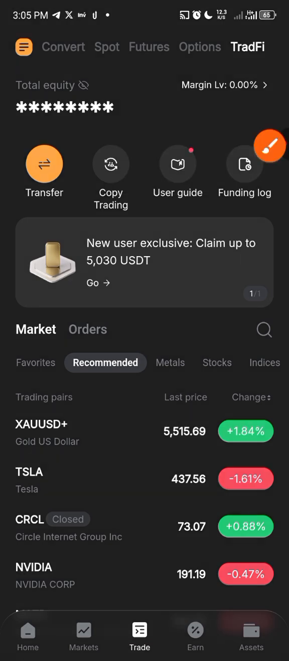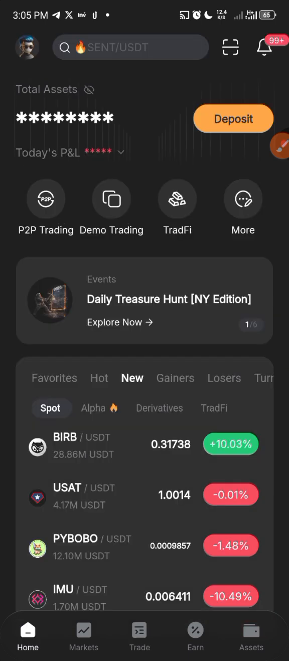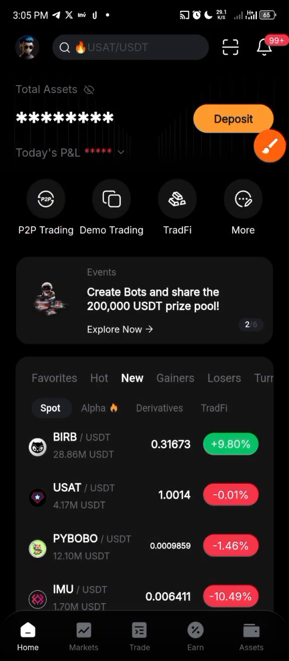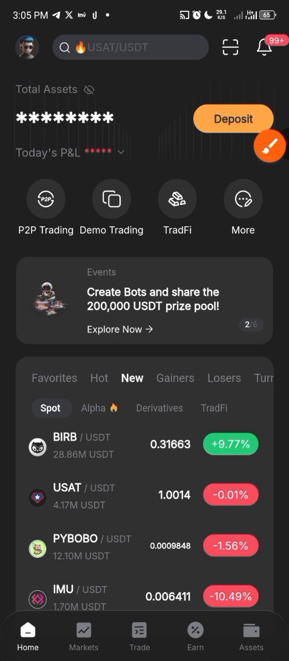Now once you're on trade file, the next thing you want to do before you start trading is to fund your account. You can fund your account with as low as $5 or let's say $10. To fund your account, first of all, you can use P2P. So you come to home right here again. Once you are on home, you can see P2P trading right there. So you go to the P2P section and buy coins.